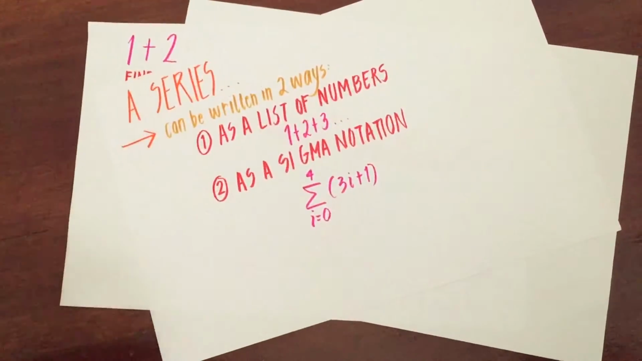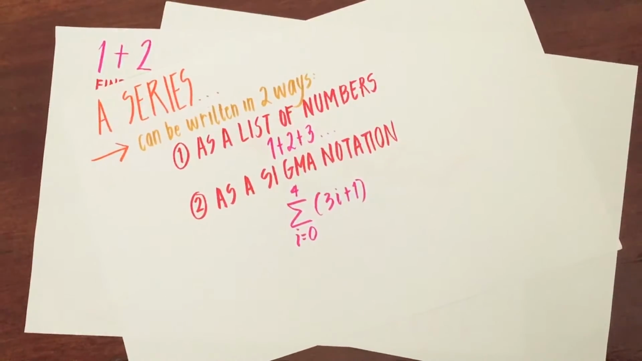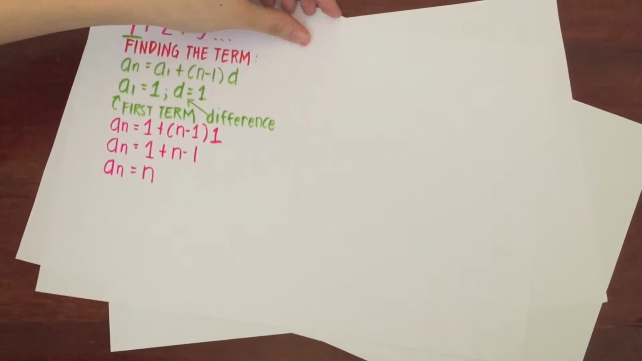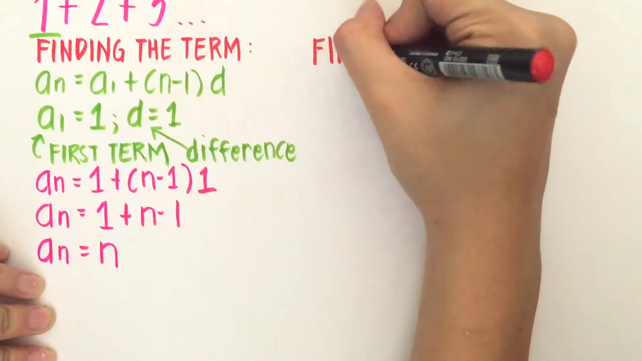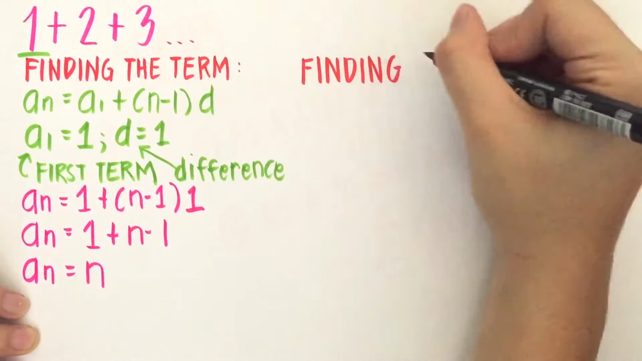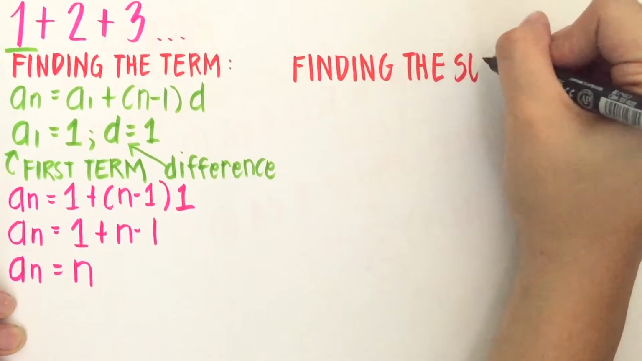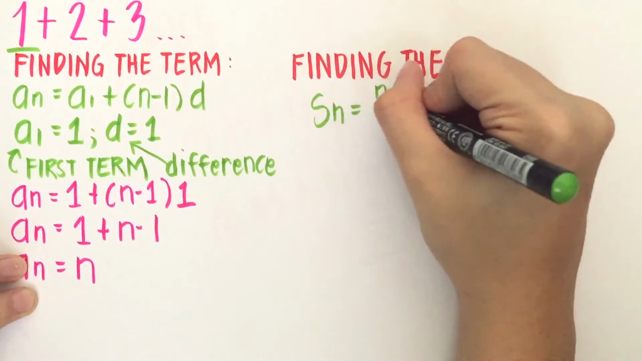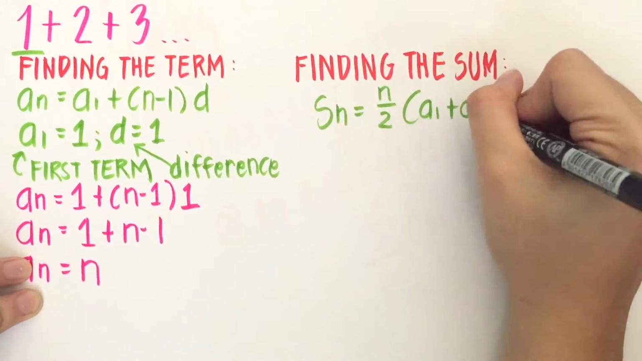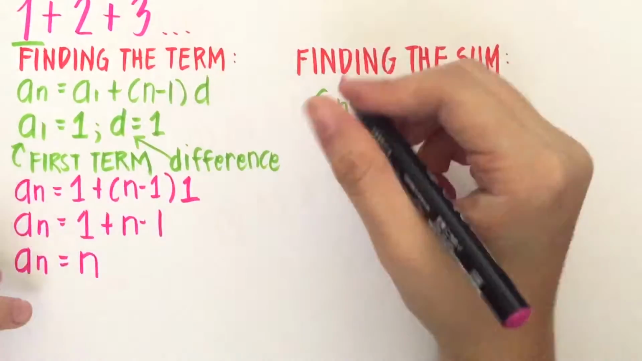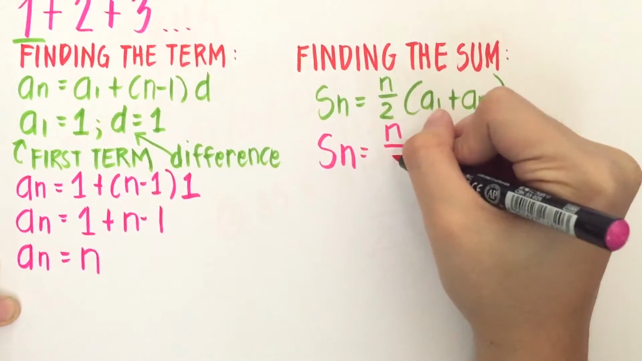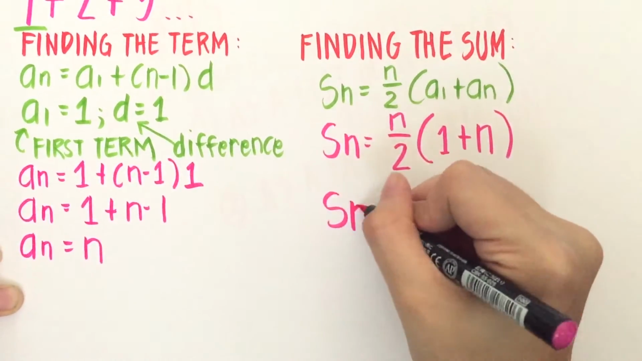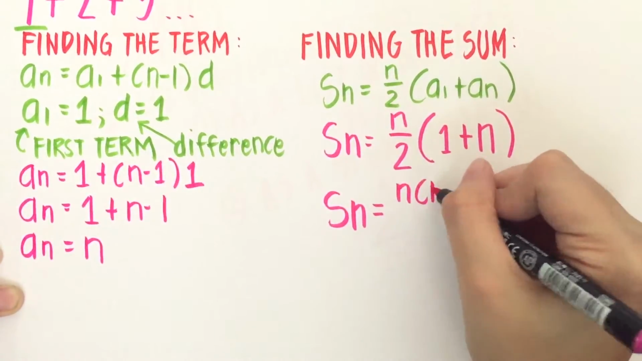A series can be written in two ways, as a list of numbers and as a sigma notation. After we find the term, we must now find the sum. To find the sum, the formula is S sub n is equal to n over 2 multiplied by a sub 1 plus a sub n. Now we have all those terms, so all we have to do is substitute. Then it becomes n over 2 times 1 plus n. Now we just multiply the numerator and we get the answer.